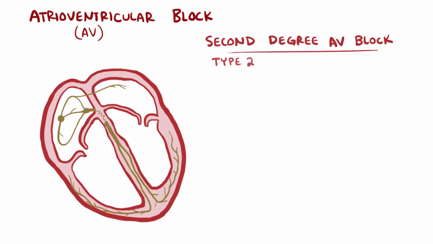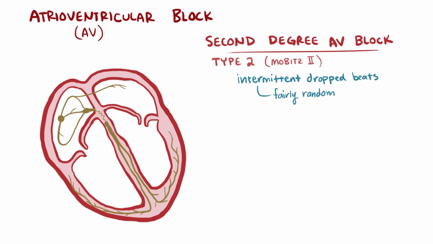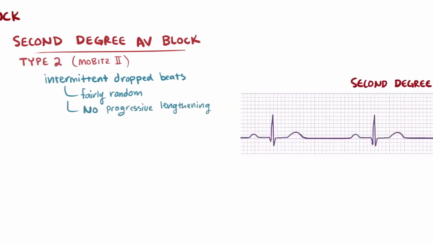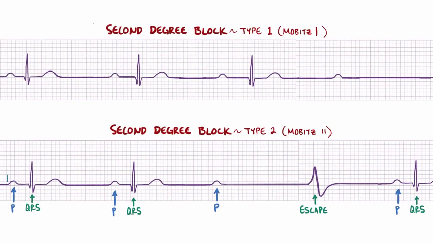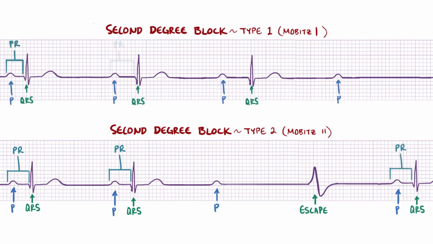Second-degree AV block, type 2, or Mobitz 2, is similar to type 1 in that you get intermittent dropped beats, except that this time they happen fairly randomly, so you don't have this progressive lengthening of the PR interval. So if we get a more zoomed out look at the ECG, some of these P waves have a QRS complex right after them, and some don't and are followed by escape beats. What's different here from Mobitz 1 is that each time it does conduct, the PR interval stays the same, as opposed to getting progressively longer.